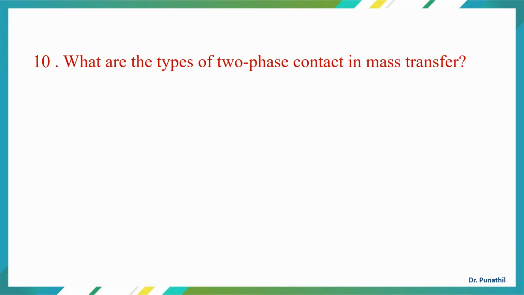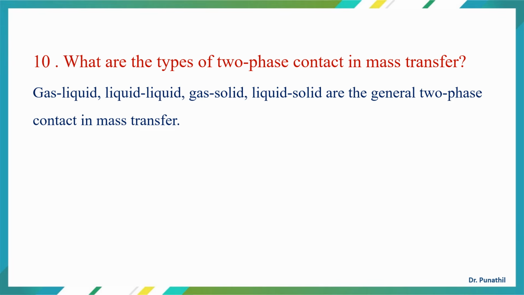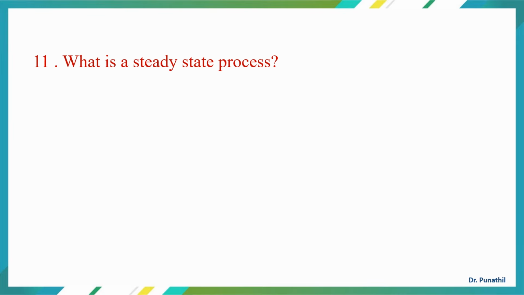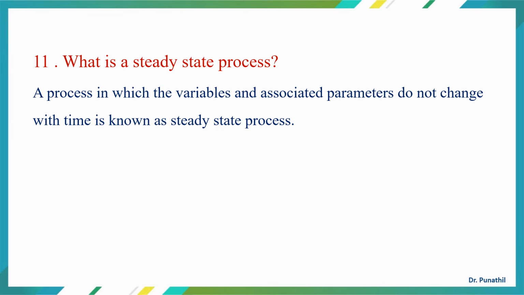What are the types of two-phase contact in mass transfer? Gas-liquid, liquid-liquid, gas-solid, liquid-solid are the general two-phase contact in mass transfer. The next question. What is a steady-state process? A process in which the variables and associated parameters do not change with time is known as steady-state process.